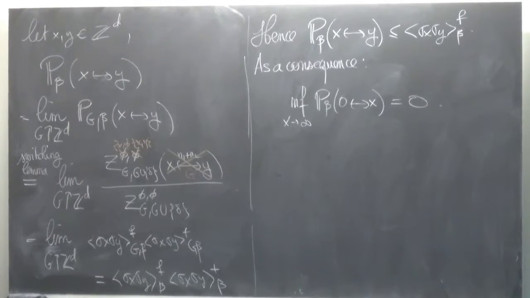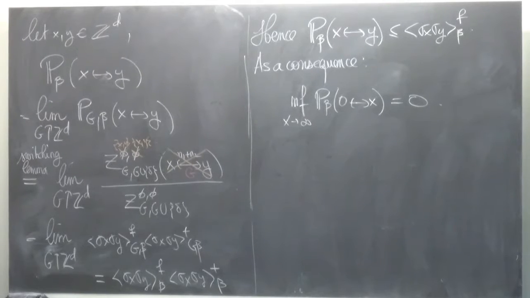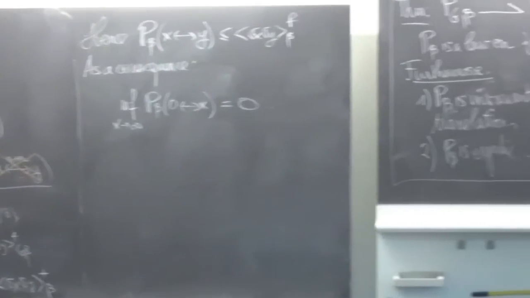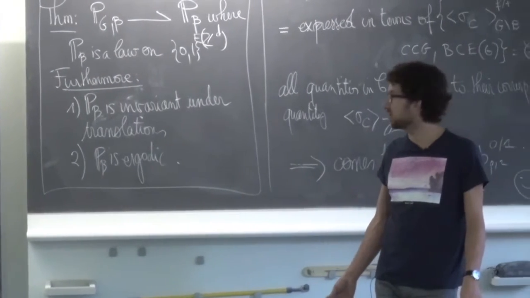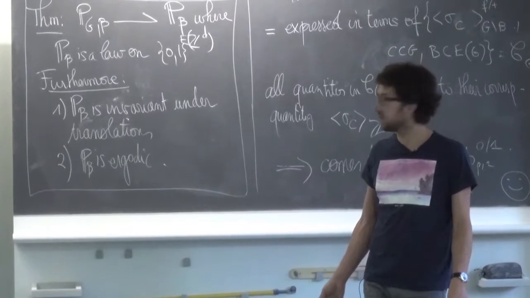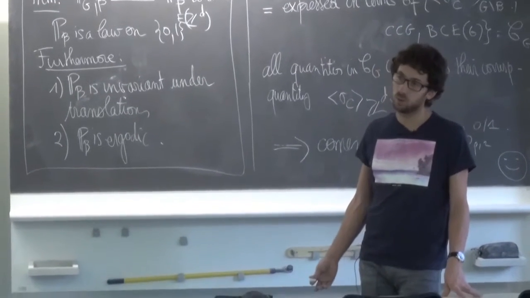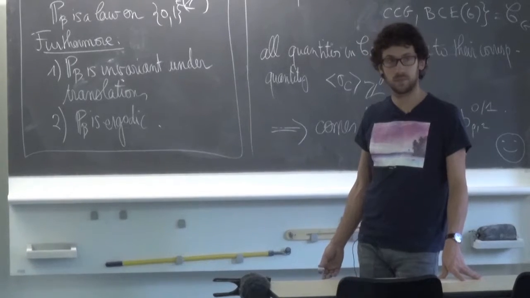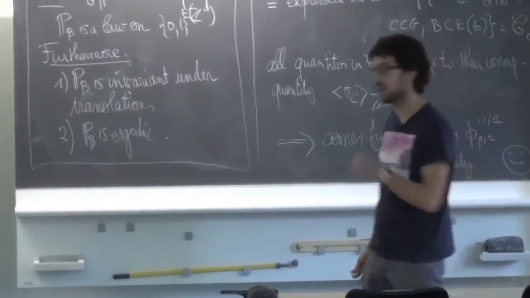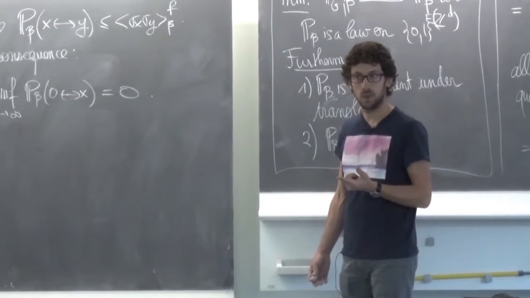What is the only thing I need to check? Well, this is not the probability that zero is connected to infinity. Imagine you have infinitely many clusters, then the probability that zero is connected to infinity may be tending to zero without having probability that zero connected to infinity equals zero. So this doesn't imply directly the fact that zero is connected to infinity with probability zero.